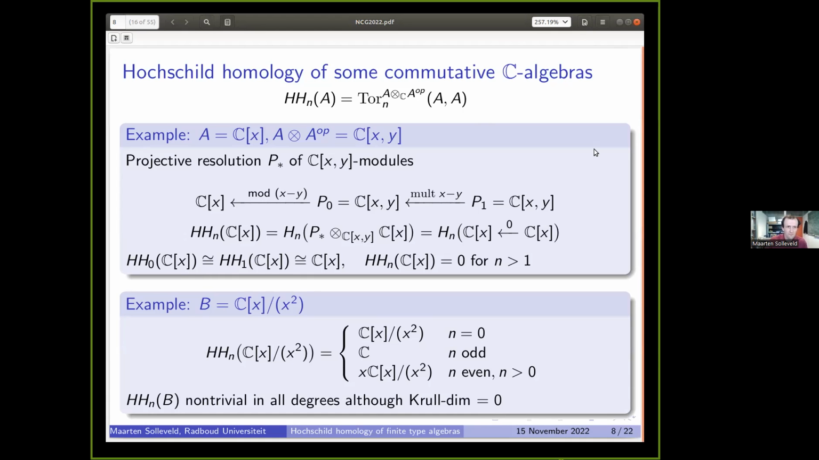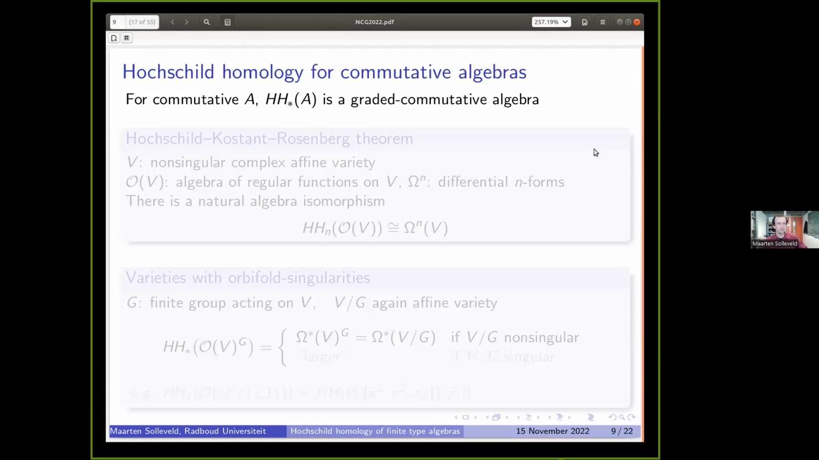Now let's move on. In general, if you have a commutative algebra, then in fact you can endow this Hochschild homology with the structure of an algebra. There's something called the shuffle product, which is similar to a product of differential forms, but you have to work a bit to make it fit well. It's not commutative, but it's graded commutative, so the terms commute up to a sign.